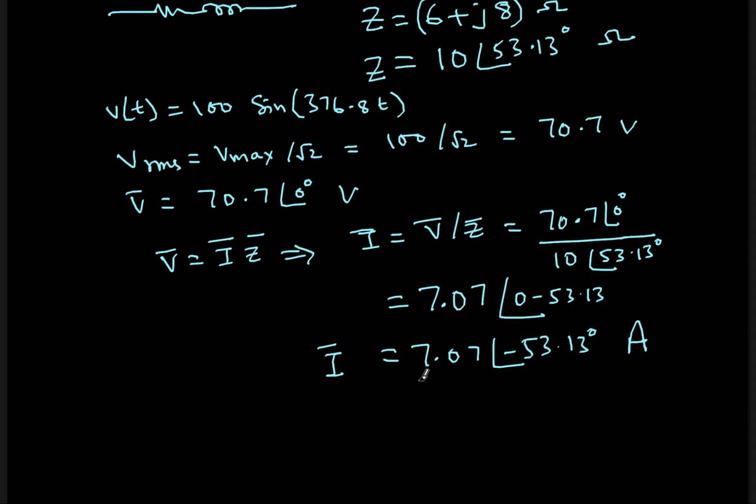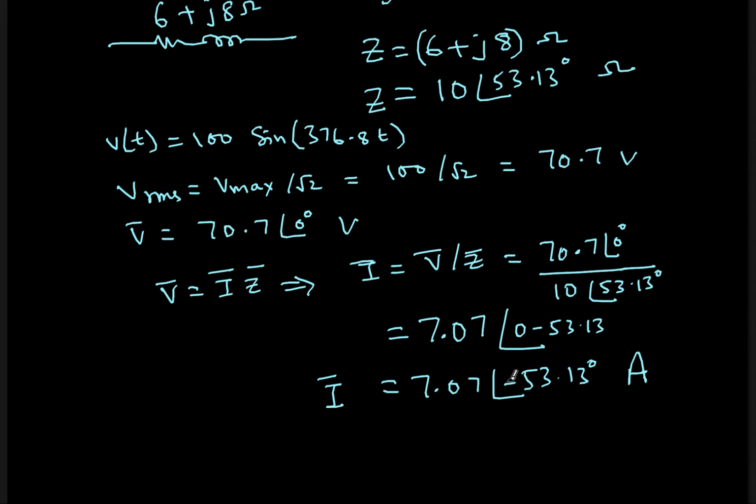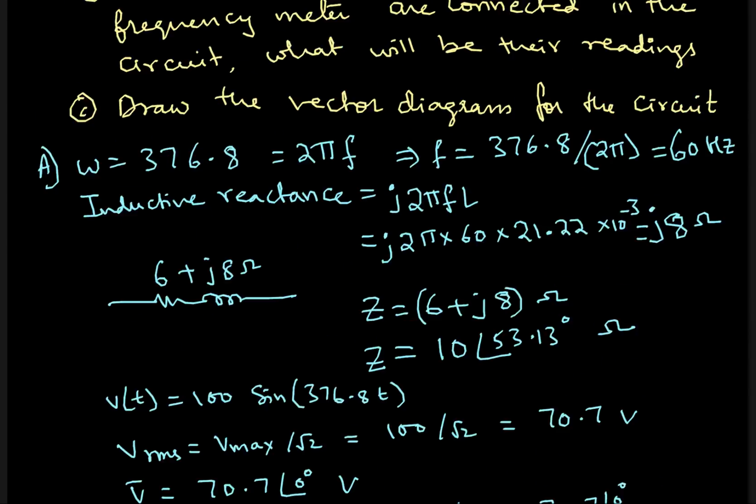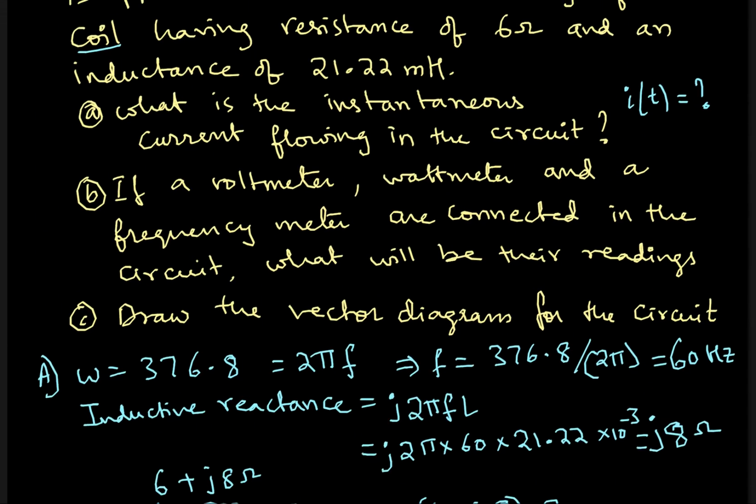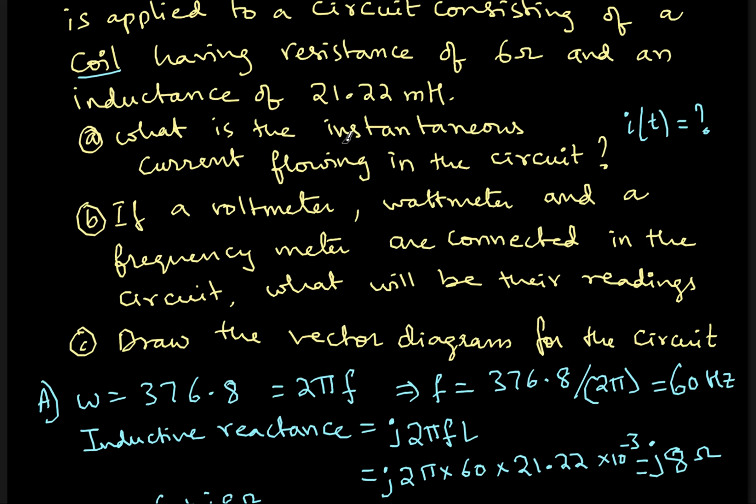The magnitude of current, 7.07, is the RMS value, and this is the phase angle of the current. The negative sign means that the current is lagging the voltage. Because the voltage angle is 0 and the current angle is negative, the current is lagging the voltage, and it's inductive. Now going back, the question was: what is the instantaneous current flowing in the circuit?